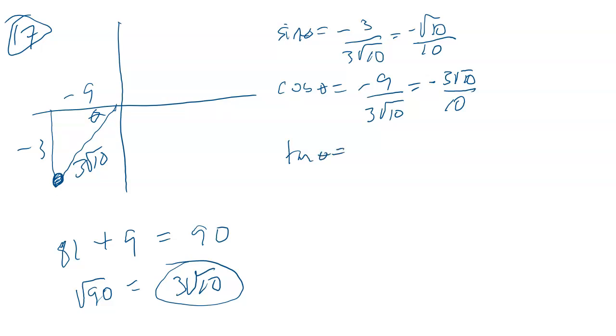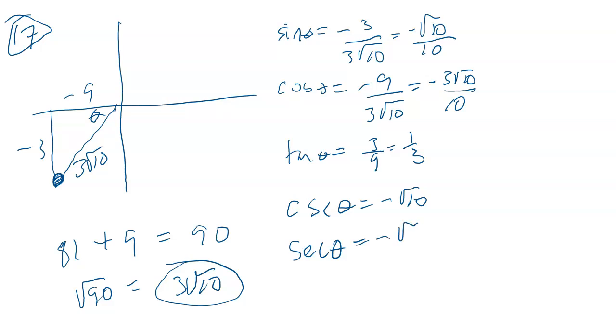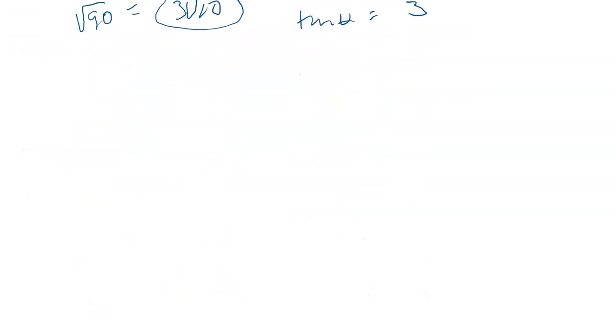Tangent theta, opposite over adjacent. So that's going to be 3/9, or if I want, 1/3. Cosecant theta, that'll just be negative rad 10. Secant theta, I'll flip that cosine. That's going to be negative rad 10 over 3. And then finally, cotangent theta looks like just 3. Perfect. I hope that makes sense, that tangent's positive in that quadrant. If not, really soon, I promise.